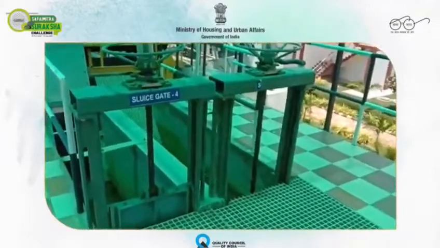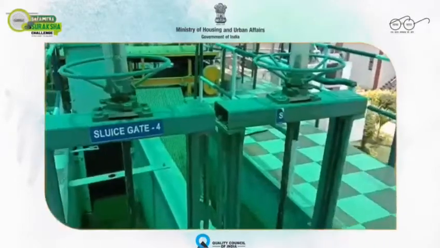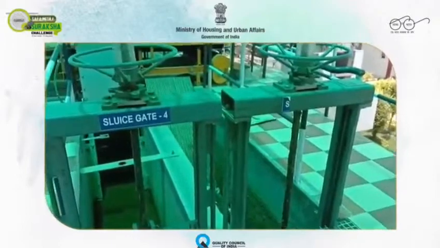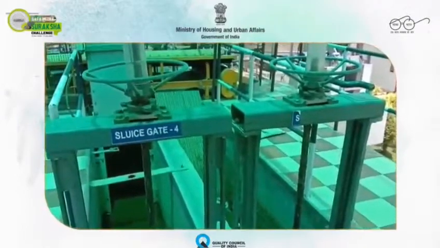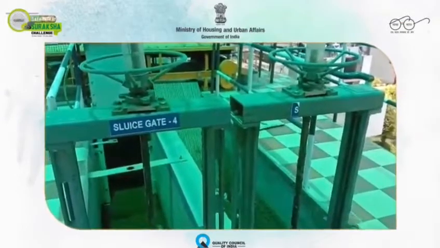These are sluice gates 1, 3 and 4. We take the water from the receiving sump to sluice gates 3 and 4 using the submersible pumps. These two gates are used to control the water flow.